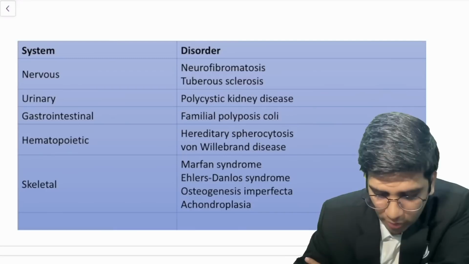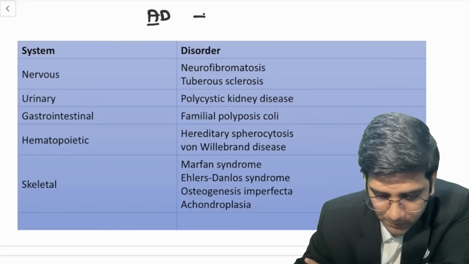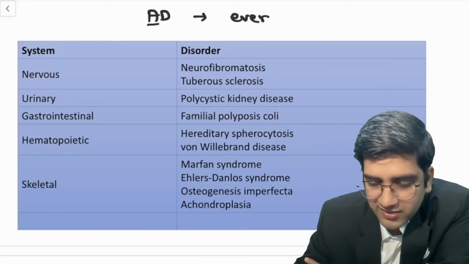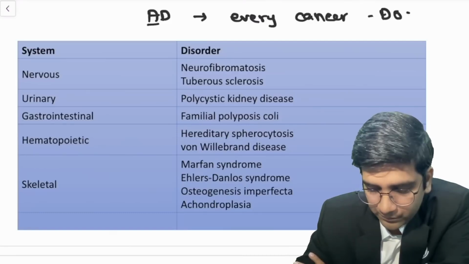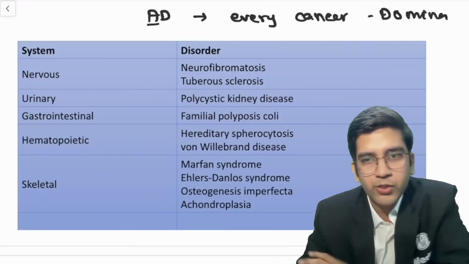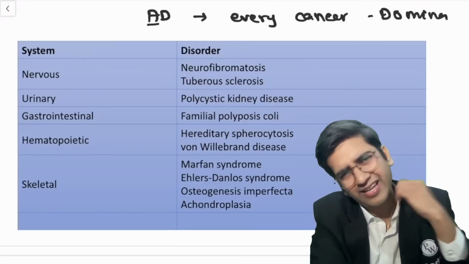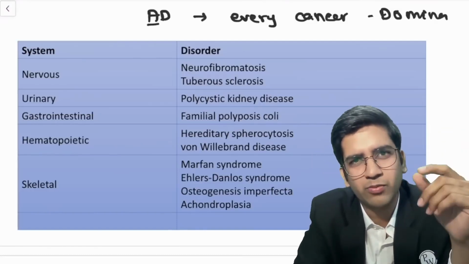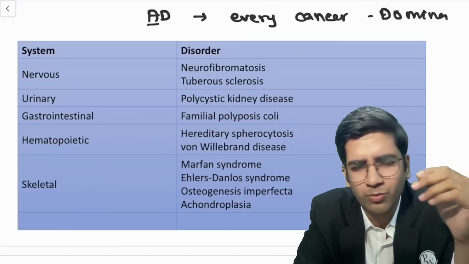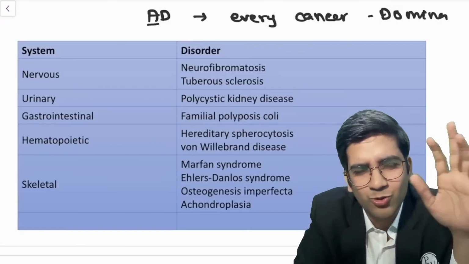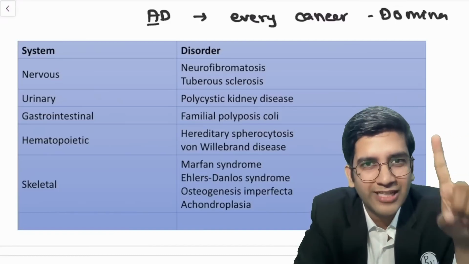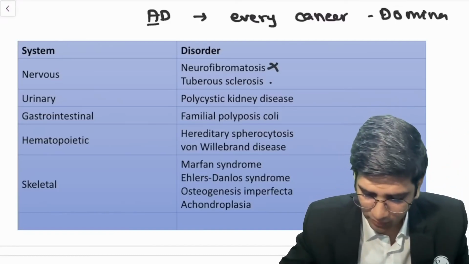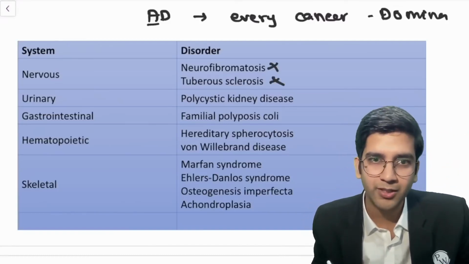For an autosomal dominant disorder, there are a few clues. Every cancer syndrome will be dominant. Any cancer syndrome: neurofibromatosis, tuberous sclerosis, Peutz-Jeghers syndrome, FAP, any cancer syndrome will be dominant only. Retinoblastoma, Li-Fraumeni syndrome, that's one. So that's taken care of, right?